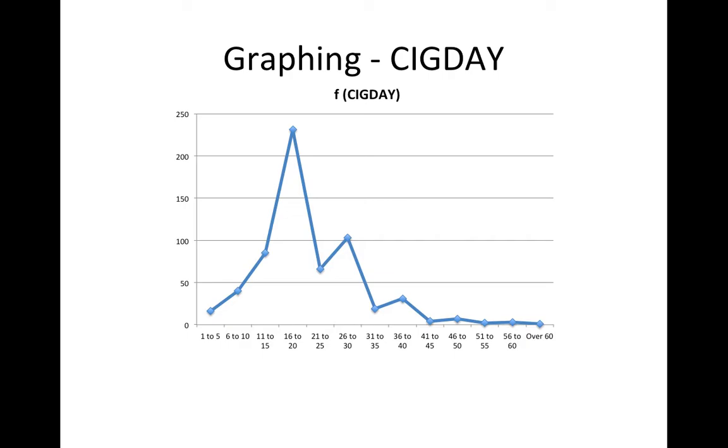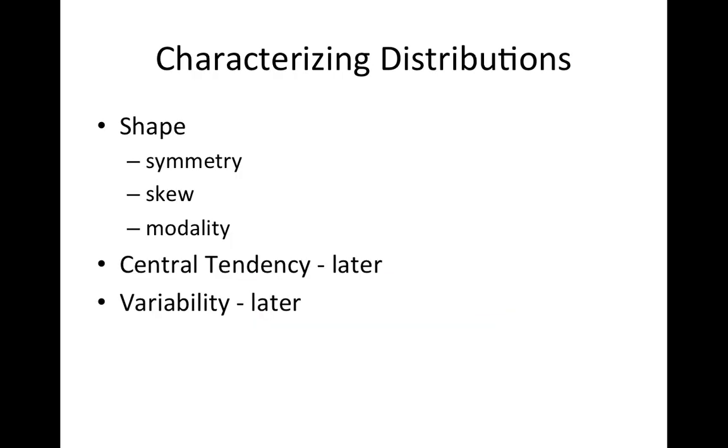This is the graph of the cigarettes per day from the smoking study that we constructed in an earlier video, and then we graphed it. We can start to characterize or describe this particular distribution. We characterize it in terms of its shape, its central tendency, and its variability. We're going to talk about central tendency and variability later, but today I'm going to talk about symmetry, skew, and modality.